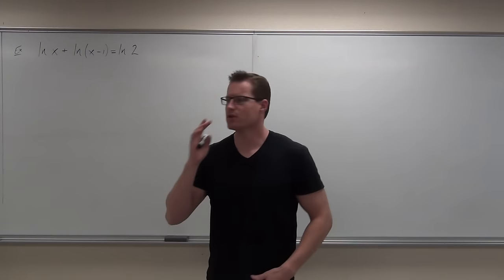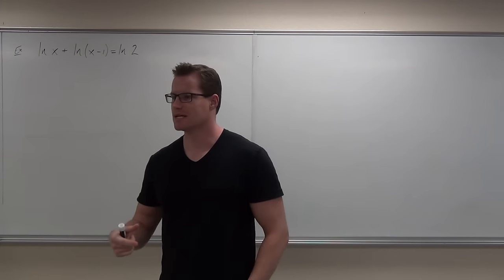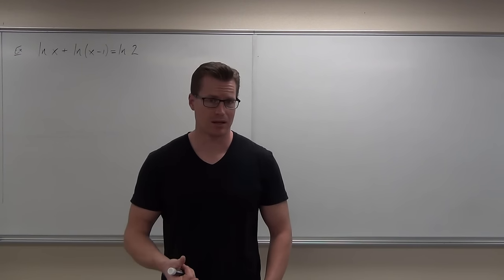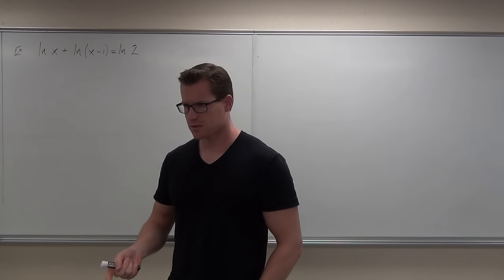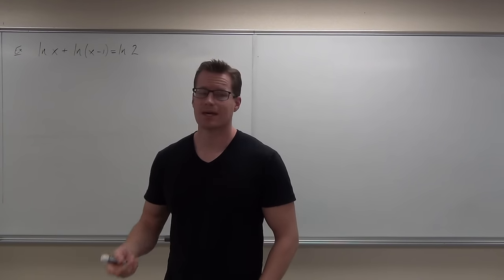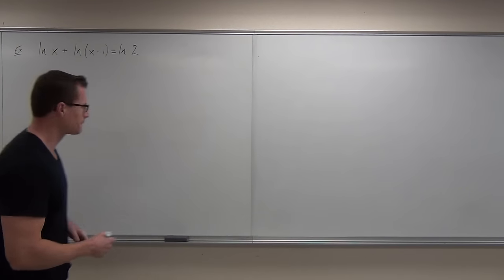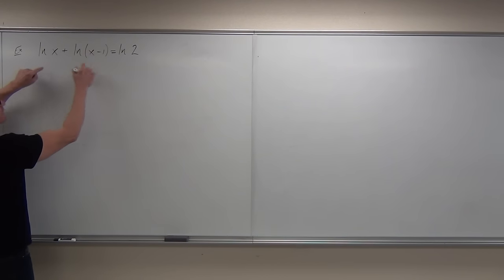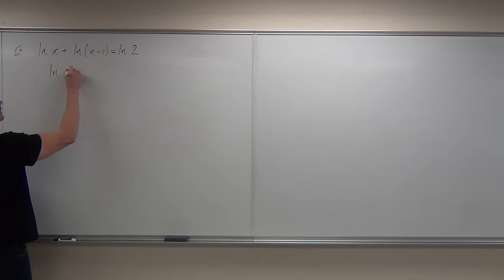Whenever you have ln on both sides of your equation, one good idea would be to combine and make one ln on each side if you can. Once you do that, what's going to get rid of ln for us? e. Good, okay, so can we make one ln on each side? How would I do that? Okay, so if I have ln plus ln, I know that I can combine those via multiplication.